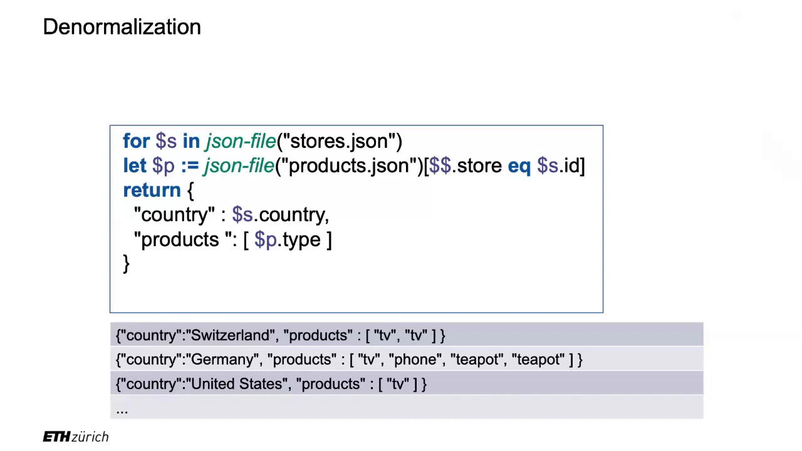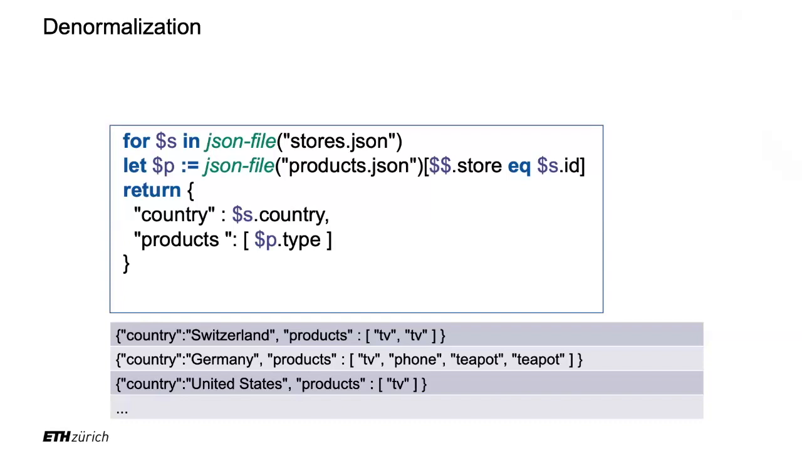Now, what about denormalization? It's kind of a more elaborate kind of join that SQL can normally not do. What if we want to join the countries and the stores, but what I want to do is nest the products inside the countries. I basically want to output a collection of all countries, Switzerland, Germany, United States, and in every country, I want to list the products that are sold in the stores. How do I do it?